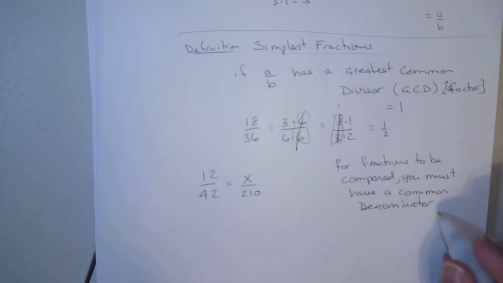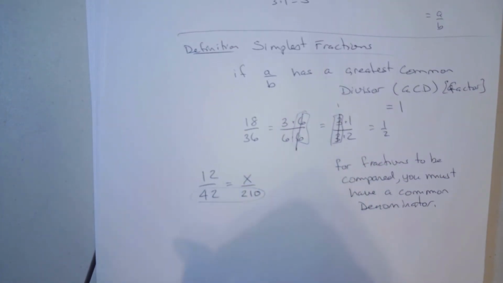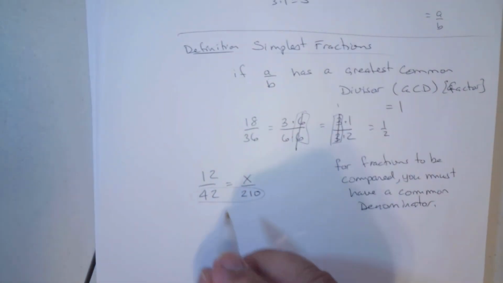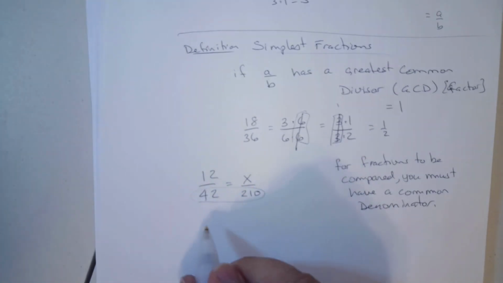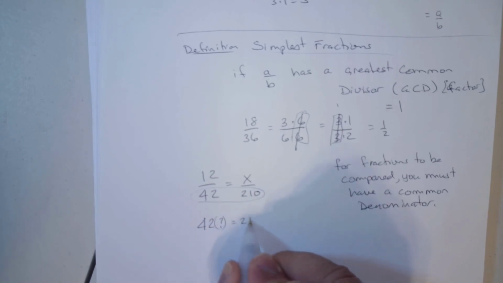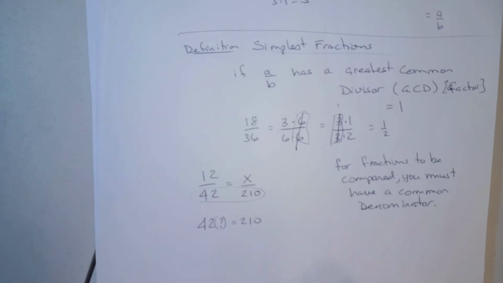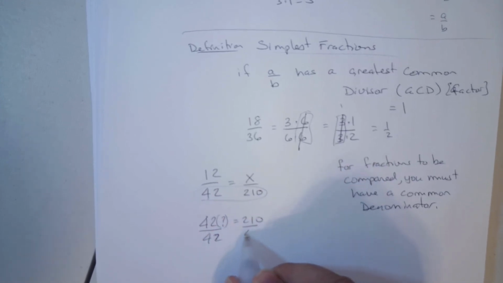The bottom number. So what do we have to do to find out what the bottom number is? The easiest way to do this is find out what times 42 equals 210. So 42 times what equals 210? Well, once we find this, how do we figure out what that is? Divide both sides by 42.